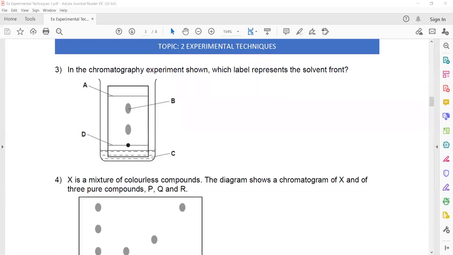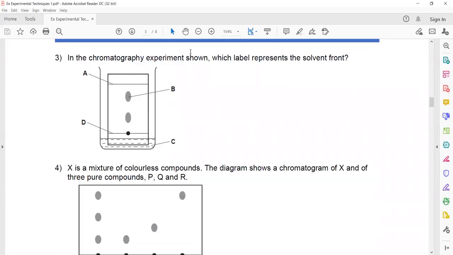In question 3, in the chromatogram experiment, which label represents the solvent front? So B is representing the spot, C is representing the solvent, D is representing the origin or the baseline, and A is representing the solvent front. So A is the right answer for this question.